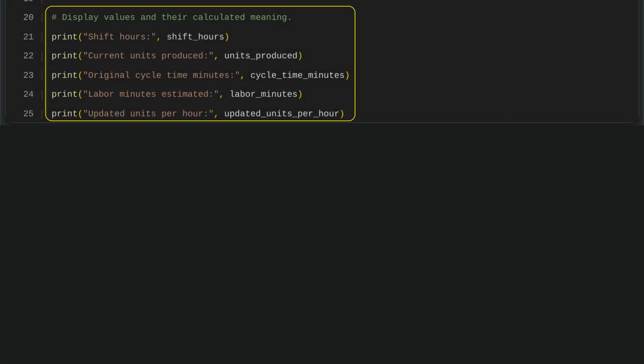These print statements show the key production values needed to check the current calculations. They display the shift length, updated units produced, original cycle time, estimated labor minutes, and the updated production rate. Together, these outputs help verify that the variables and derived results reflect the current state of production.